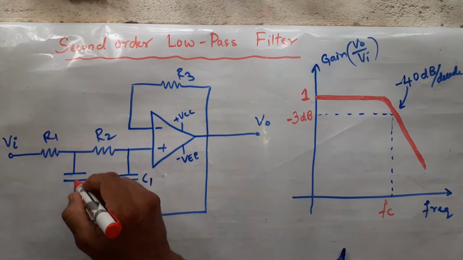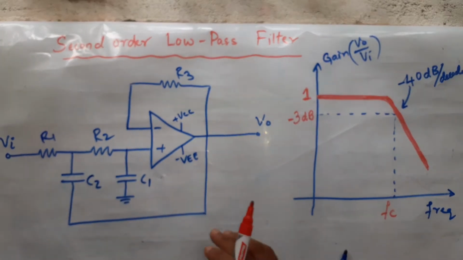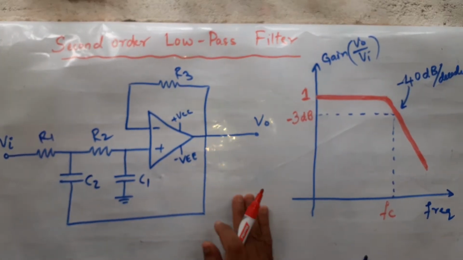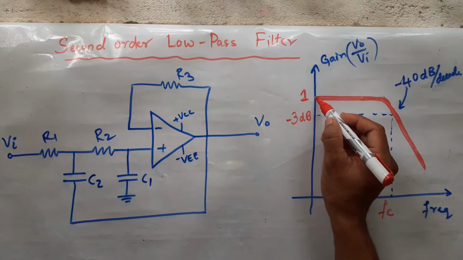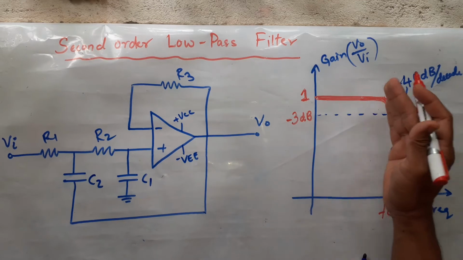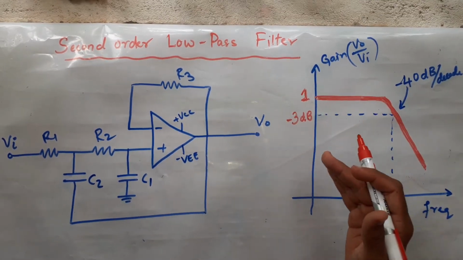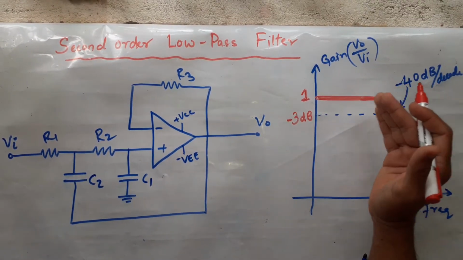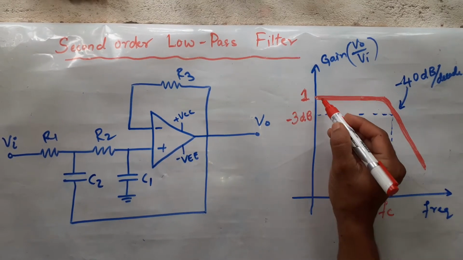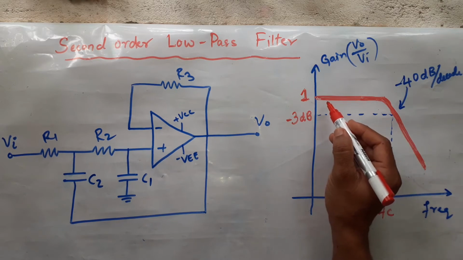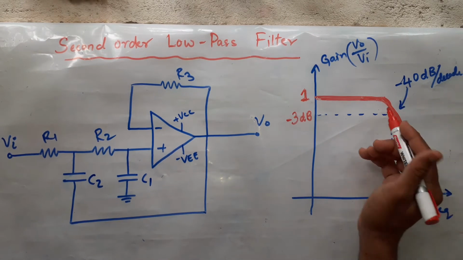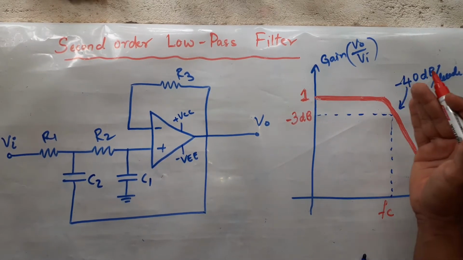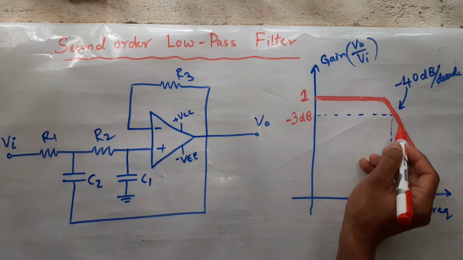This capacitance C2 is once again taken and connected to the output side. Fine, and this is how the response will be. Initially, the gain will remain equal to 1 for all the lower portion of the frequency, because of which this portion of the signal will be allowed. When your frequency further increases, your gain starts falling down.